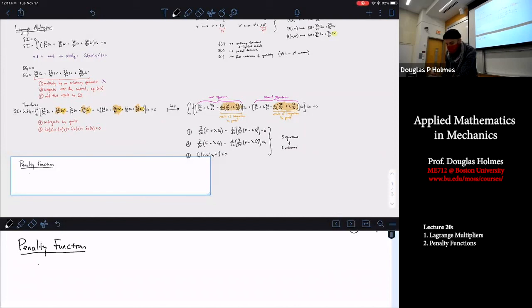So in the penalty function method, what you say is that I'm going to take my two unknowns, u and v, and I'm going to have my penalty function P, and I'm going to say I will take my initial quantity that I'd like to minimize. And I'm going to add to that a penalty parameter, gamma. Now you're probably looking at this and being like, you just said there wasn't an additional thing. What is gamma?